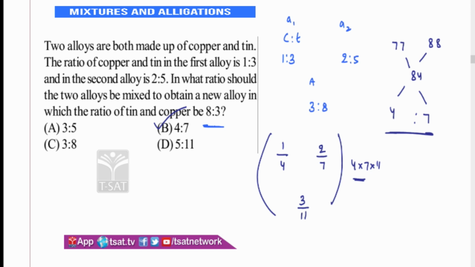Even if you do it in terms of fractions, see here, 2/7 minus 3/11 is N1 is to N2, 3/11 minus 1/4. The LCM is 77 here. This becomes 1/77, and 12 minus 11 over 44 is 1/44. So it gives me 44:77, which is equal to 4:7.